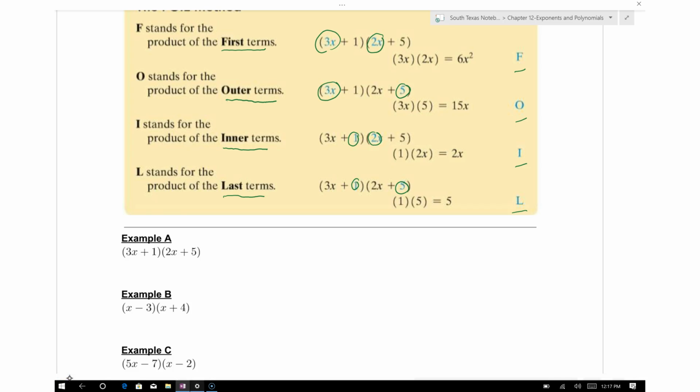So we're going to go ahead and apply the FOIL method, which stands for the first terms, the product of the first terms. So 3x times 2x gives you 6x squared. And then you're going to find the product of the outer terms, which is 3x times 5, which is going to be plus 15x.